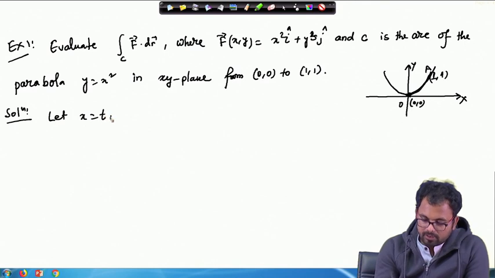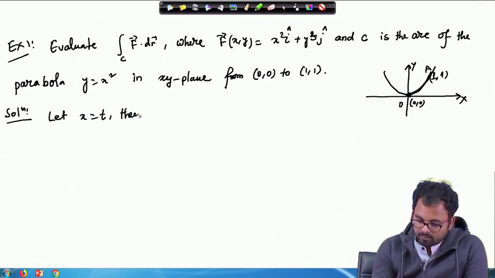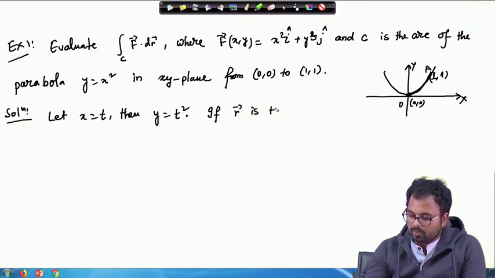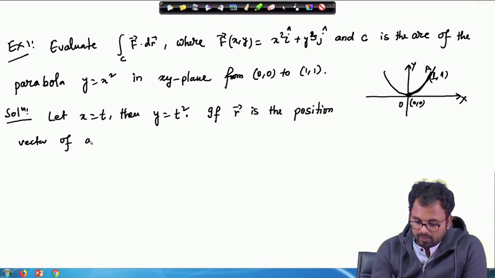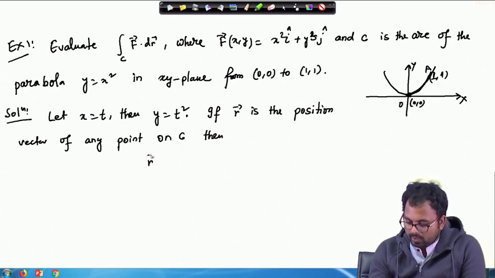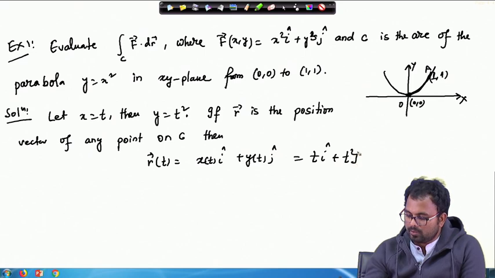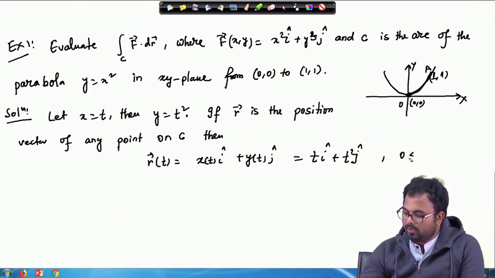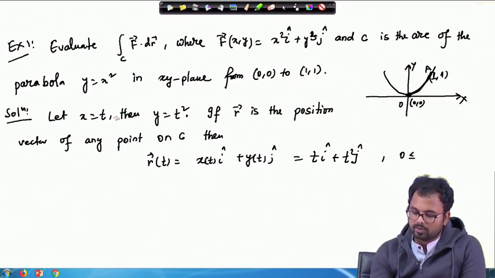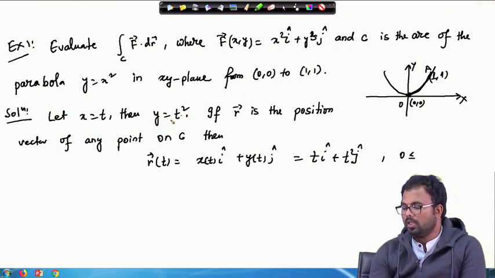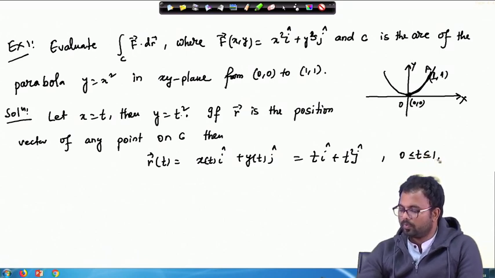So let x equal t, and then y will be t squared. If r is the position vector of any point on C, then our r(t) can be written as x(t) i plus y(t) j, which is t i plus t squared j. And t will be, so when x is 0, t is 0, when x is 1, t is 1, similarly when y is 0, t is 0, when y is 1, t is 1. So basically t will be running from 0 to 1, all right.